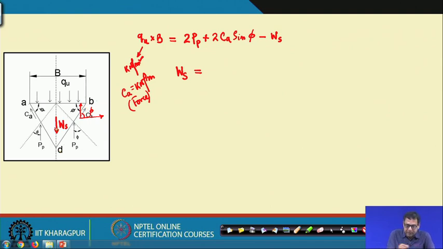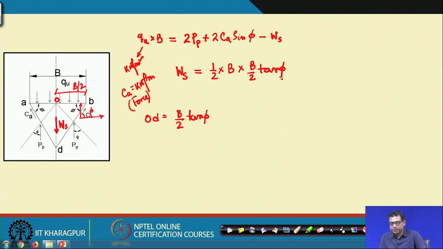The area of this triangle is half into base, base is B, into the height, height is this one. This value is B by 2, and this angle is phi. So, this will be equal to B by 2 into tan phi. So, the height of this, if this is O, the O D will be B by 2 into tan phi, and that is the height. So, half into B by 2 into tan phi will be 1 by 4 B square into tan phi.